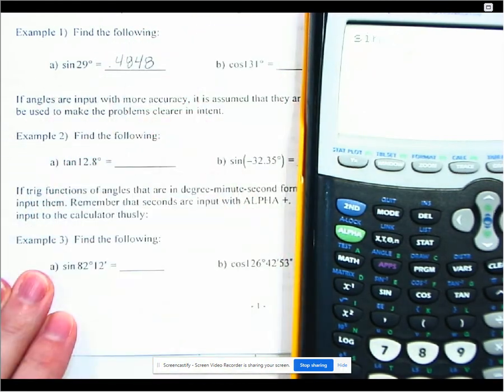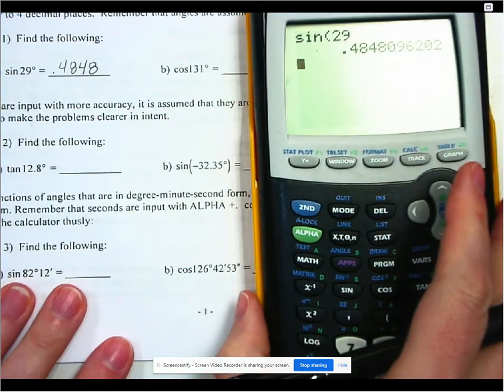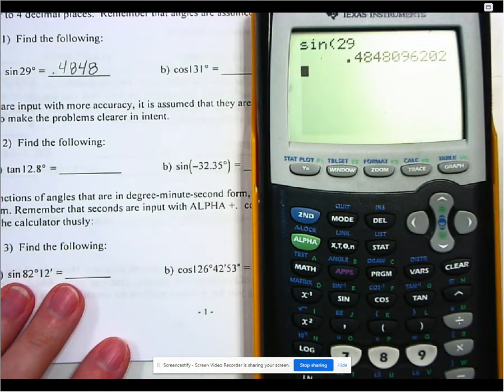All right, it's that easy to find the sine. All right, then cosine of 131 degrees is just as simple.